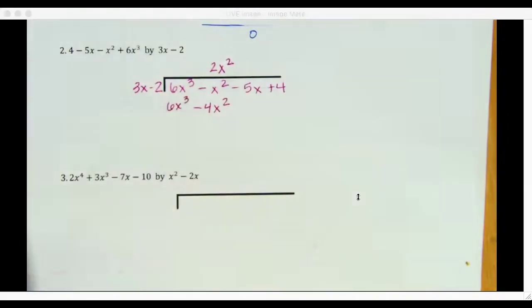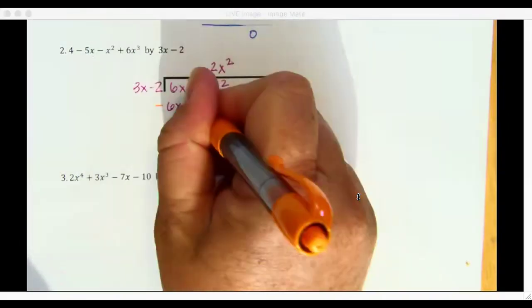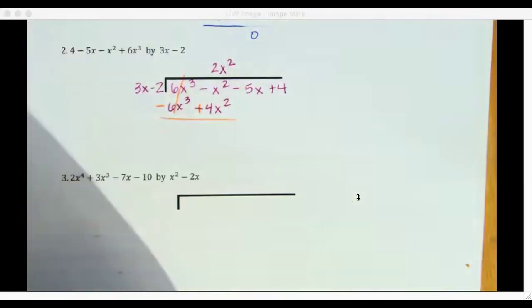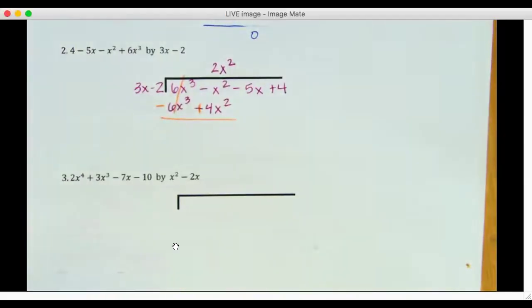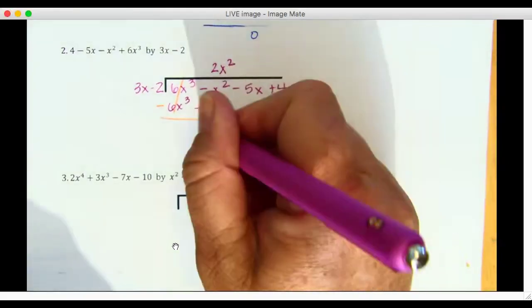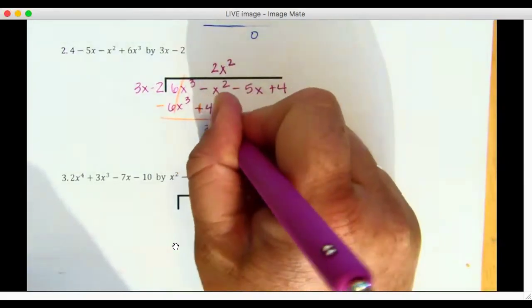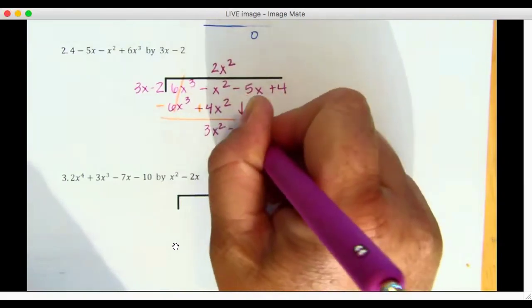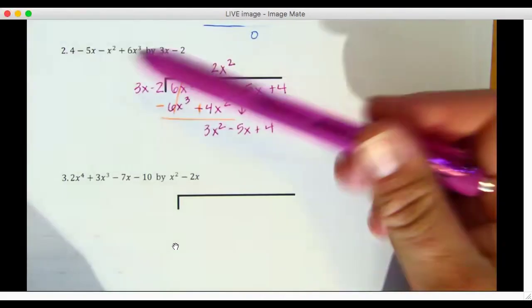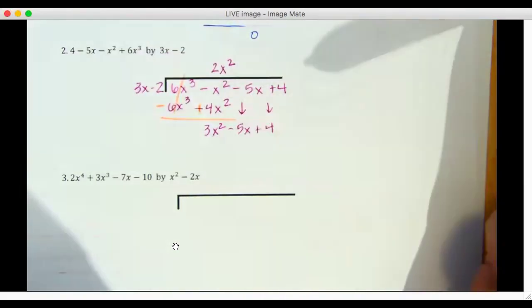But remember, we are subtracting, so those signs switch and those first terms cancel out. And every time we should see those terms cancel out. So now I'm left with 3x squared, and I can bring everything else down, and then I'm repeating the process again. So now I'm asking myself, 3x times what gives me 3x squared?